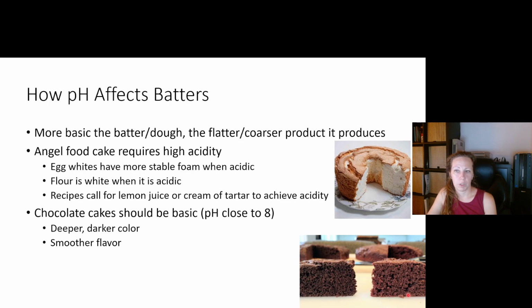Okay, so really the only difference in these two cakes is the pH. It's made with the same kind of cocoa powder, same flour amount, sugar, all that, but pH. And so yeah, a higher pH results in a darker chocolate cake.